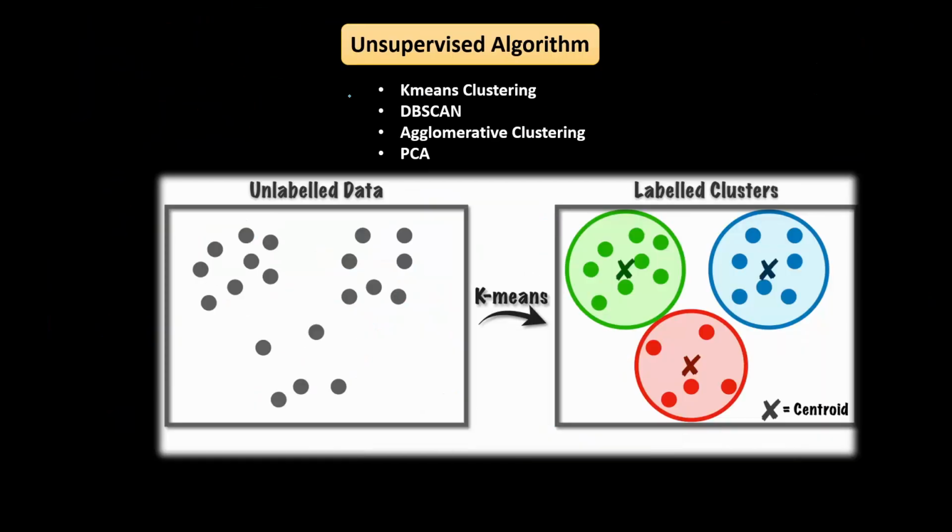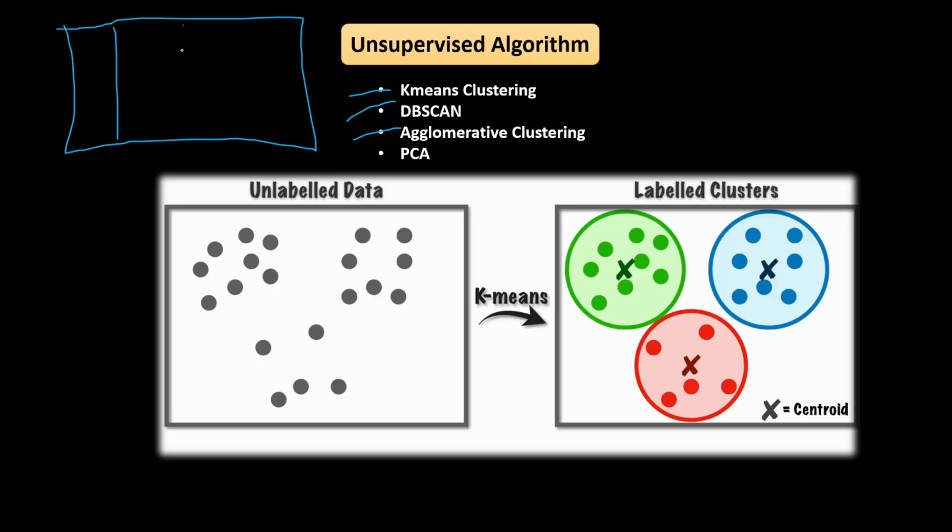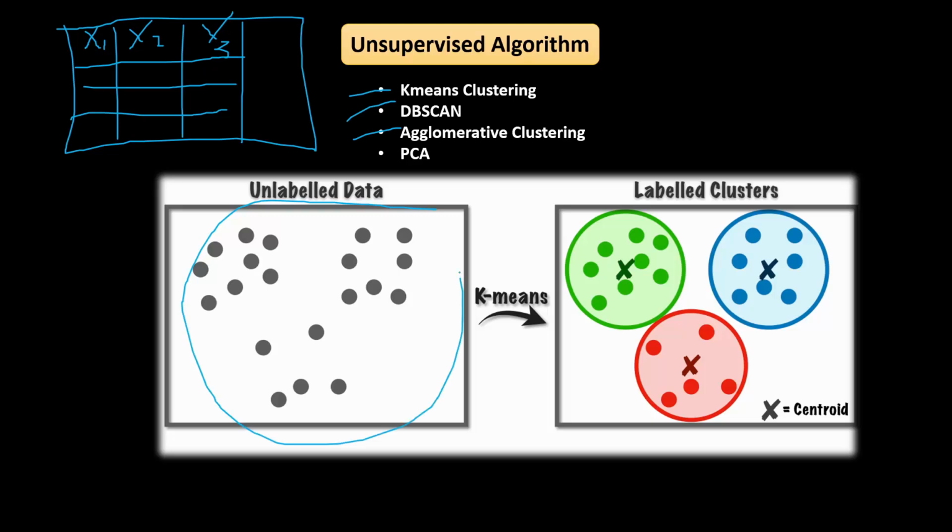Unsupervised learning has different algorithms like k-means, DBSCAN, agglomerative, but as we already discussed, they use unlabeled data where you have some input features. Let's say x1, x3. These are the input features, and we don't have any target. We have to create that target. So this is unlabeled data. If you plot all this unlabeled data, let's say we have this data after plotting.